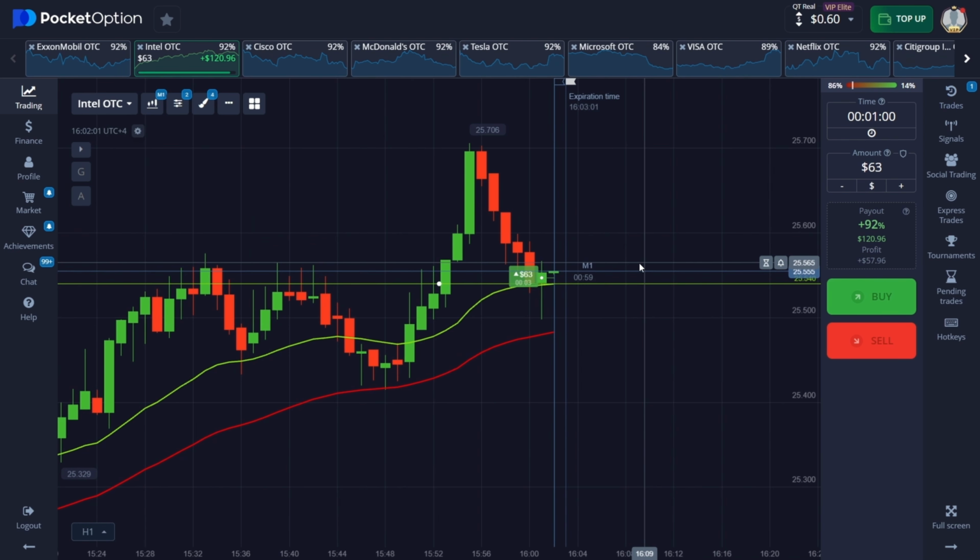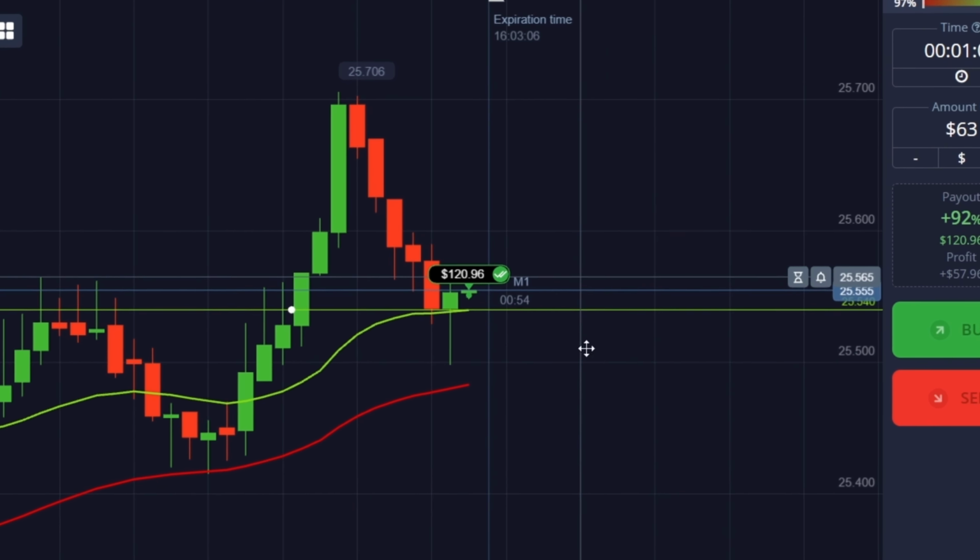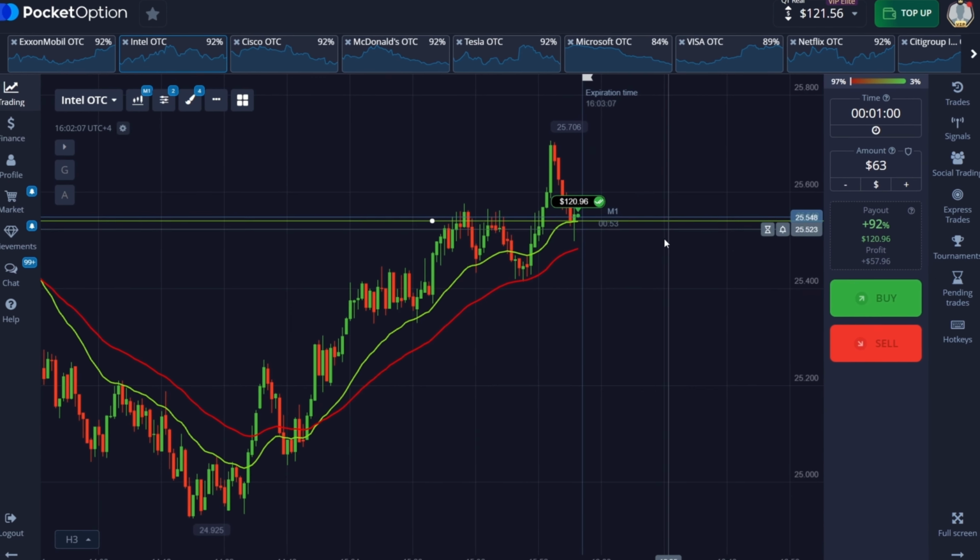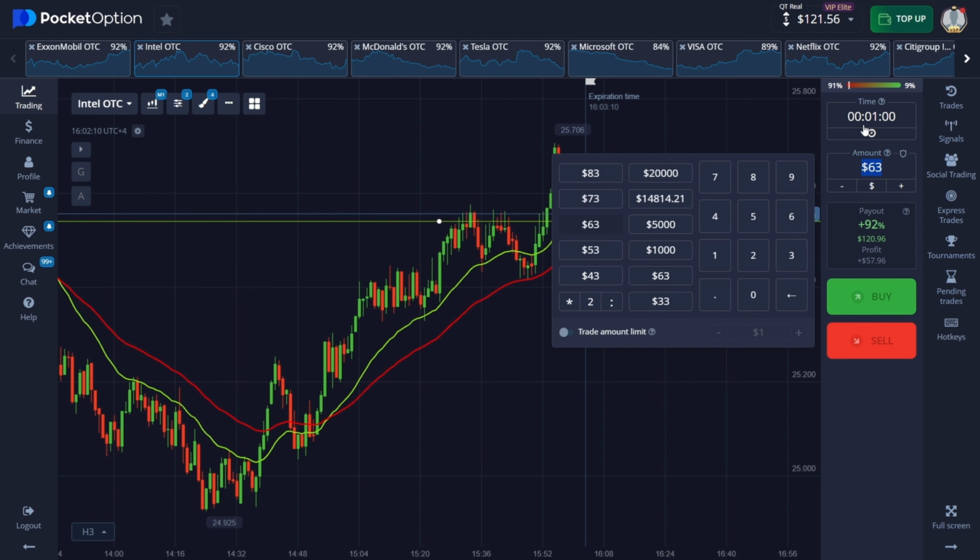Only a few seconds left now, and it looks like a win. Yes, we won another trade. Now my balance turns into $121. Let's find another trade on the OTC market for a 1-minute time frame.